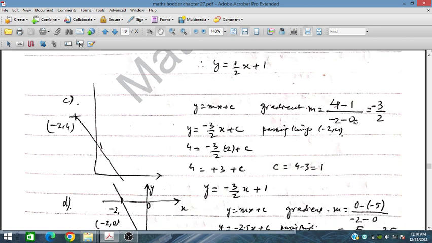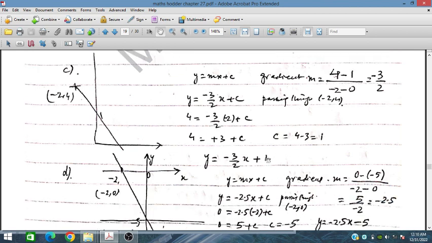So y is equal to mx plus c, gradient is obtained as 4 minus 1 over minus 2 minus 0. So this is basically 0, 1 from this, and this is passing through this 1 and this also. So minus 2, 4 is the passing point, so we'll pass through it and we'll get this c value, and placing this c we'll obtain this result.